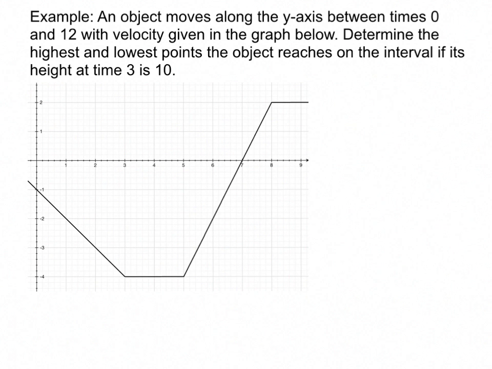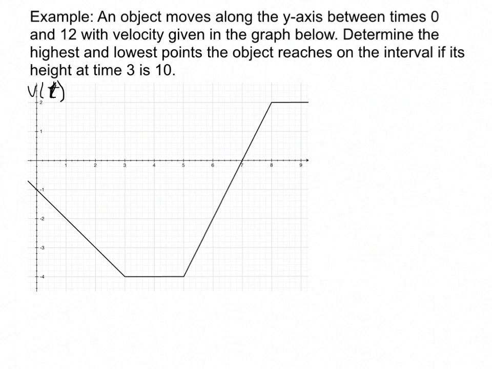So an object moves along the y-axis between times 0 and 12 with the velocity given in the graph below. So it's like a giant flashing warning: hey everybody, this is a velocity function. Hey, that's the derivative of position. Incredibly common question. They want us to determine the highest and lowest points the object reaches on the interval if its height at time 3 is 10.